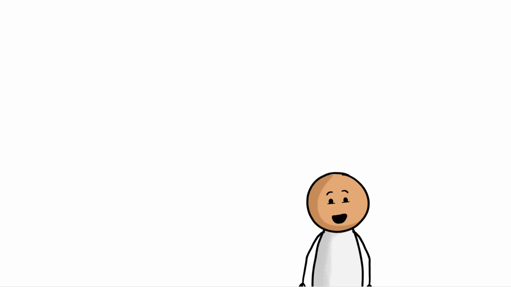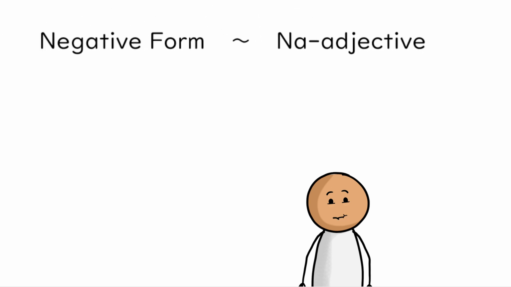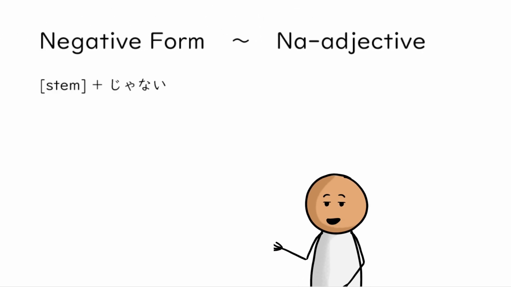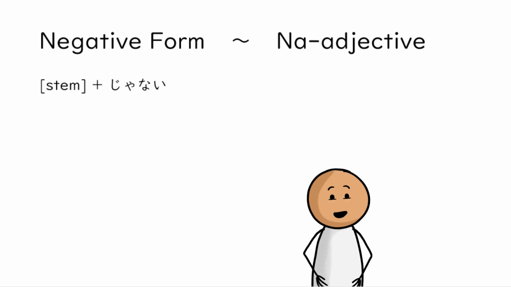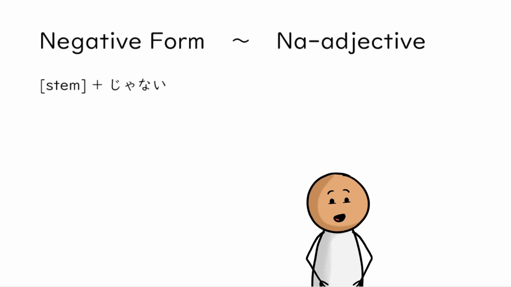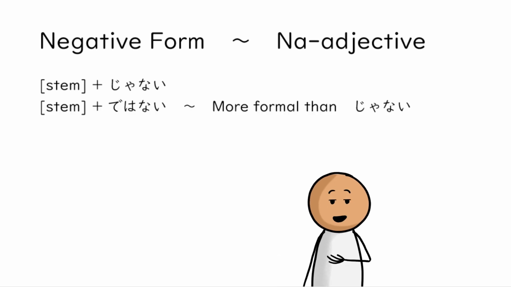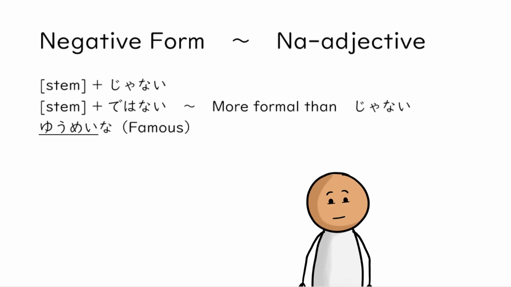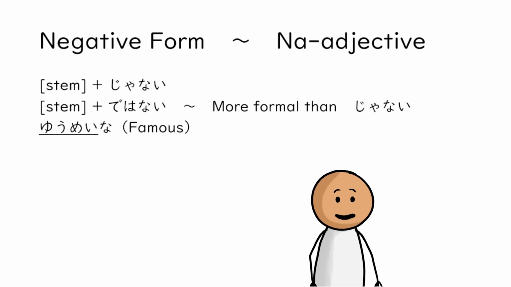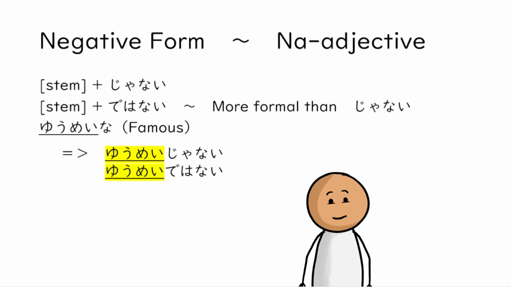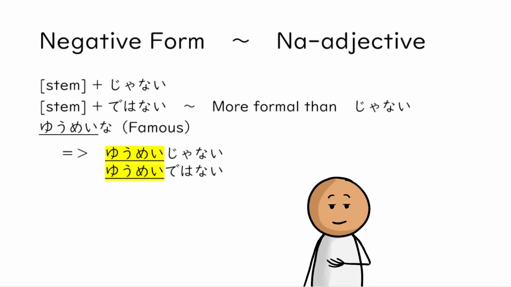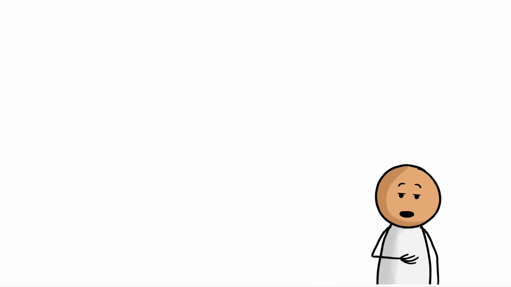Let's negate na adjectives too. Na adjectives have two forms. One is to replace na with じゃない. The other one is to replace na with ではない. We use both of them, but ではない is more formal compared to じゃない. For example, 有名な means famous, and the negative form is 有名じゃない and 有名ではない.